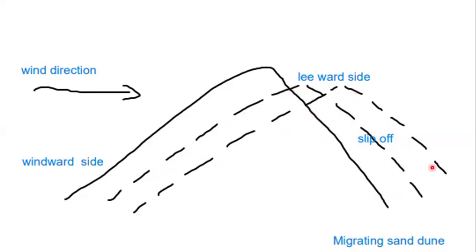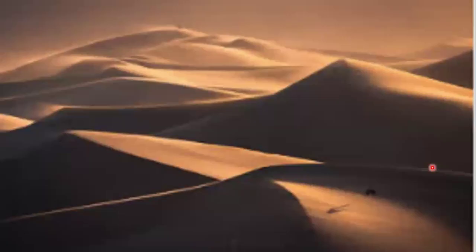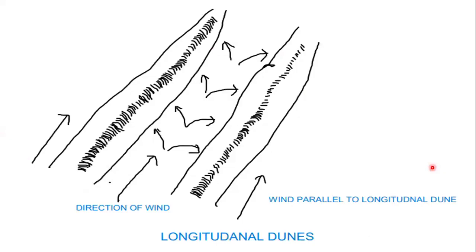Now, there are three types of sand dunes. Number one is the longitudinal dunes. Longitudinal dunes are formed parallel to the direction of the wind. Windward side is gentle and the leeward side slope is steep.